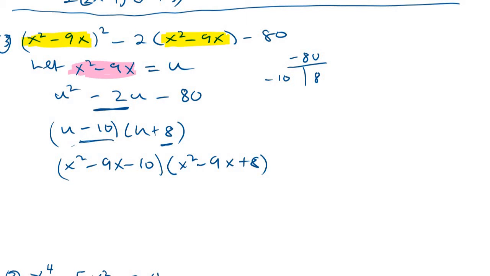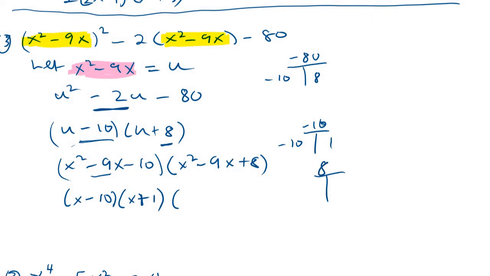And now we can actually factor one more time. We see an easy trinomial here. So this is negative 10, and we break it into 2. So 10 and 1 will give me negative 10, but I need a negative 9, so I put negative 10. So this one will be x minus 10, and then x plus 1. Okay, we've done that. And then we do the second one. I want 8, so this is 8, and I want 9, so I need 8 and 1, but both have to be negative to get negative 9. So x minus 8 and x minus 1.